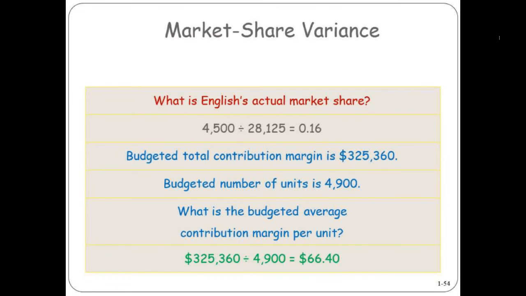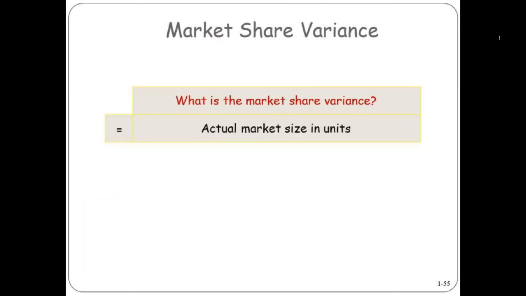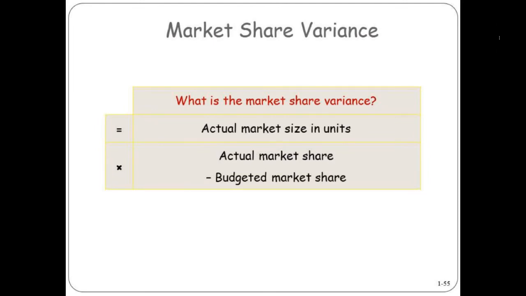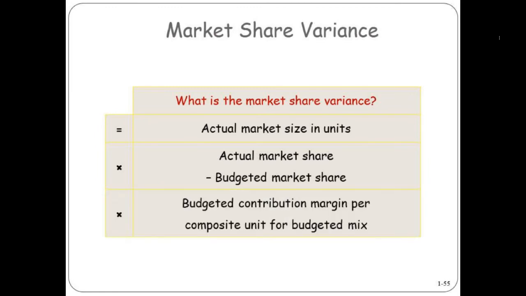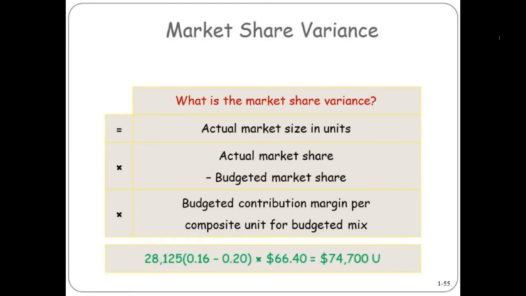First, we figure out what our budgeted contribution margin is across all units. That's 66.40. It's a weighted average. You guys know what a weighted average is, right? Yeah? So it's a weighted average across all your units. So the market share variance: you take the actual market size, which is bigger than the budgeted market size, and you take your actual market share, 16%, and subtract out the budgeted market share of 20%. And then you take your weighted average budgeted contribution margin. So, a serious problem. You were under the market by quite a bit. In a growth market like that, you should have expected more.